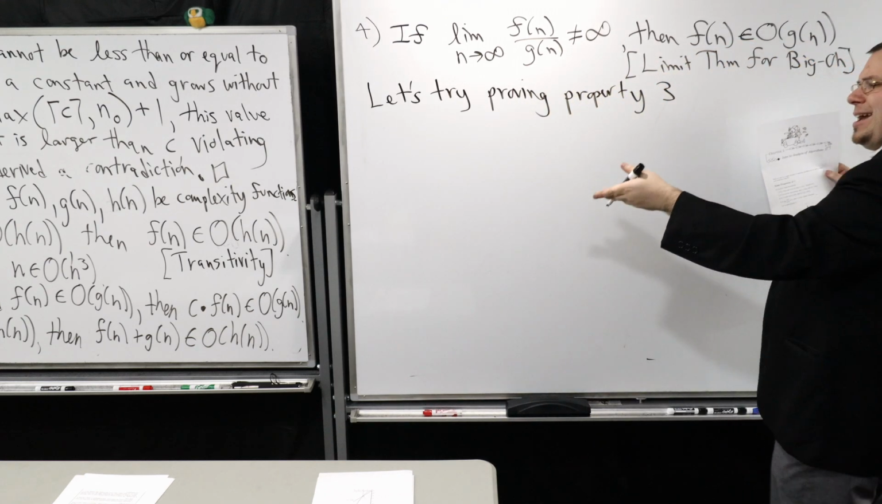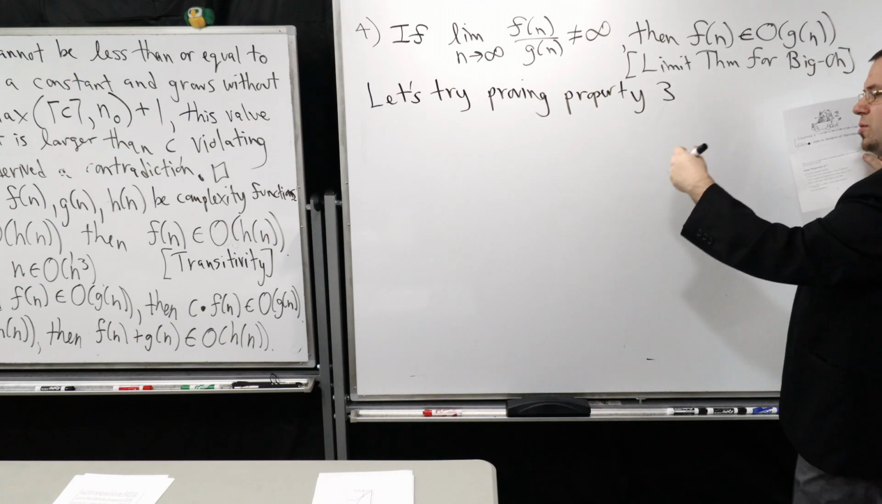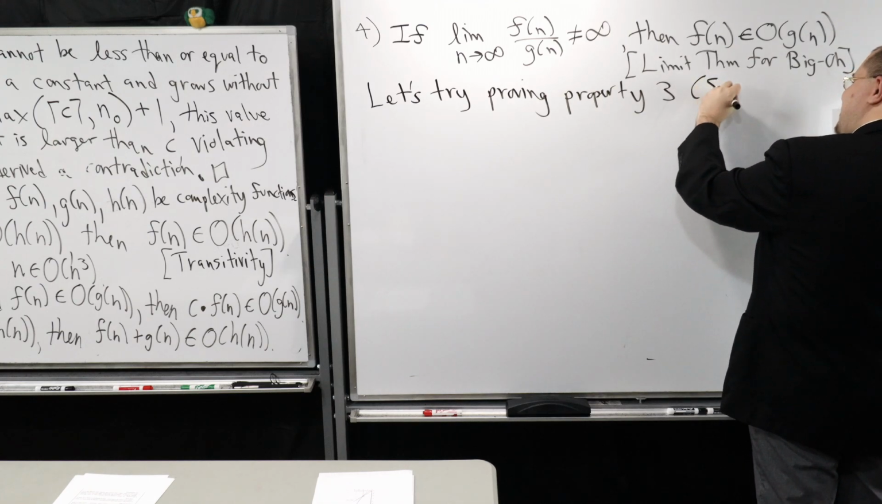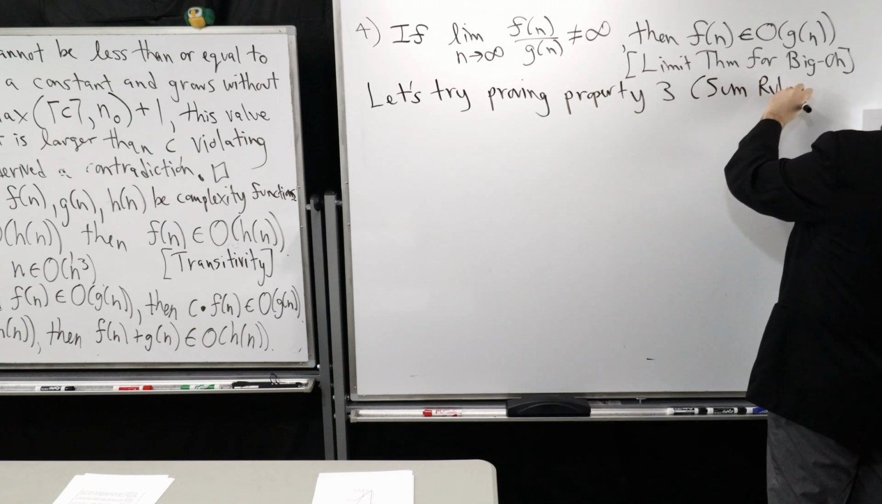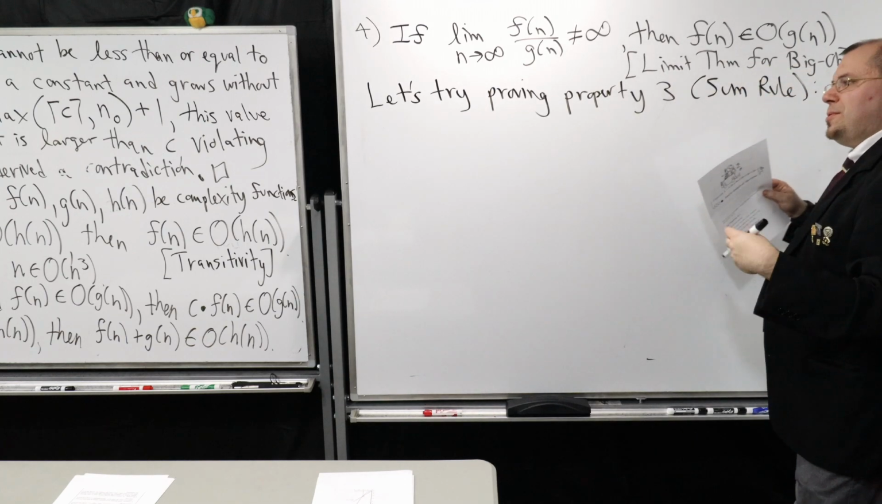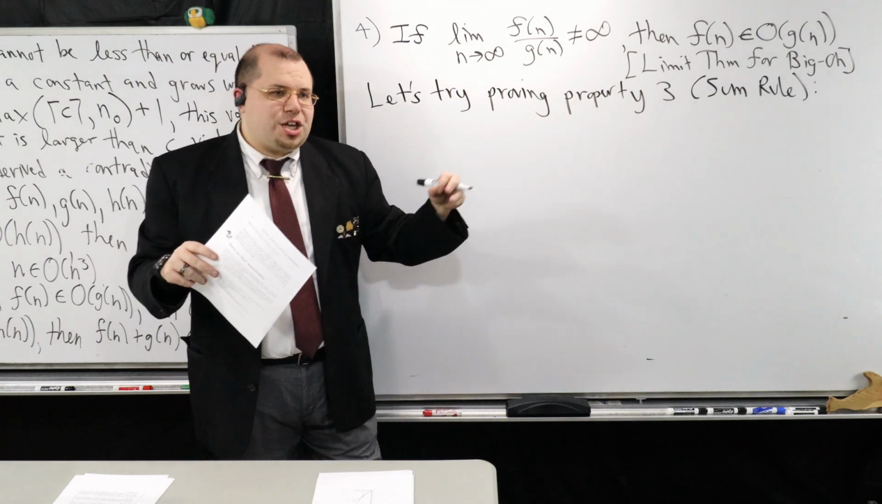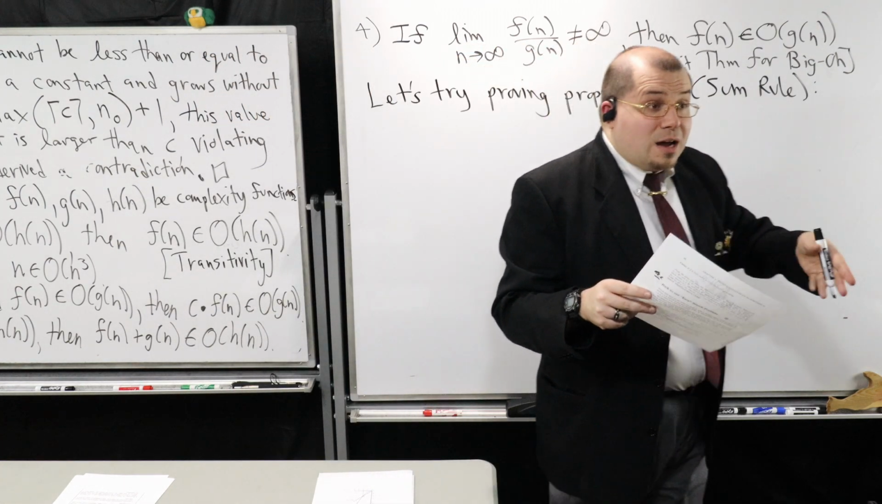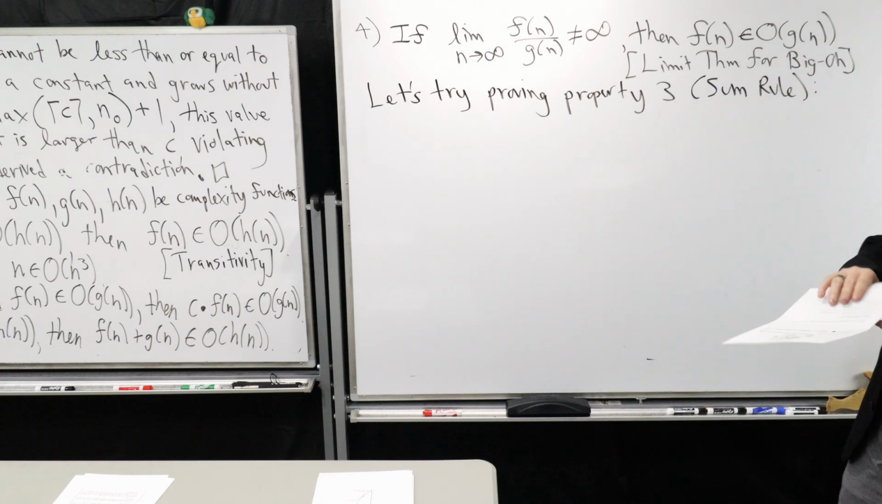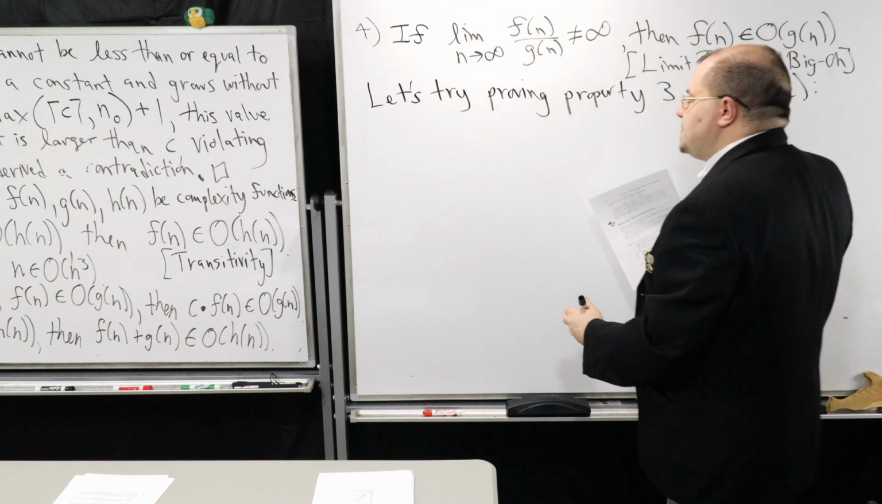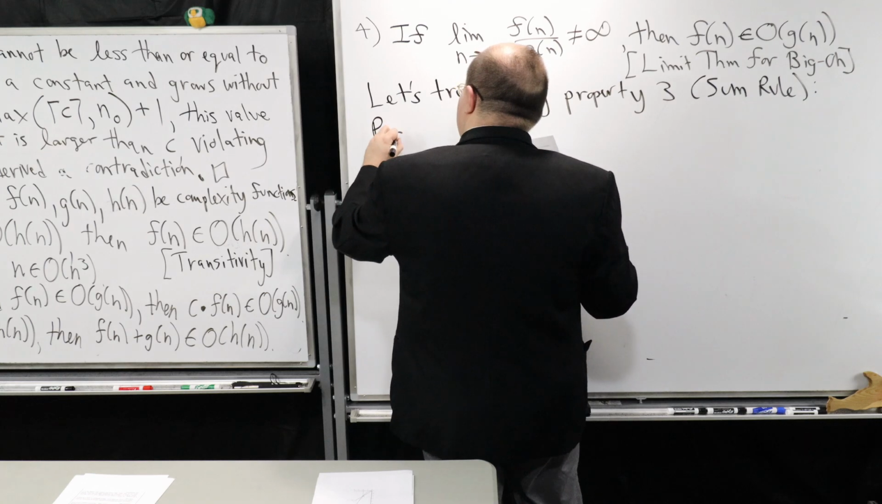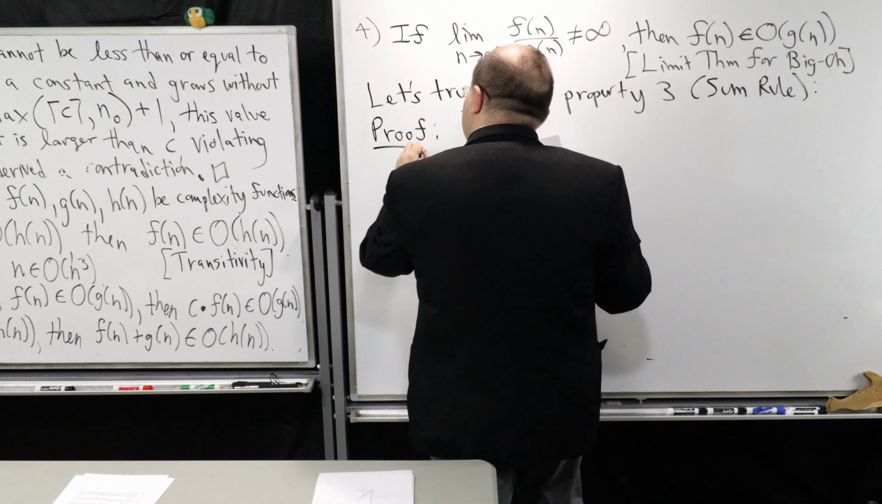One thing I didn't mention is that often the third rule here is called the sum rule. So remember property 3, that's the one that says if f is big O of h and g is big O of h, then the sum of f and g is big O of h. So we're going to prove that right now. So let's try proving this claim.